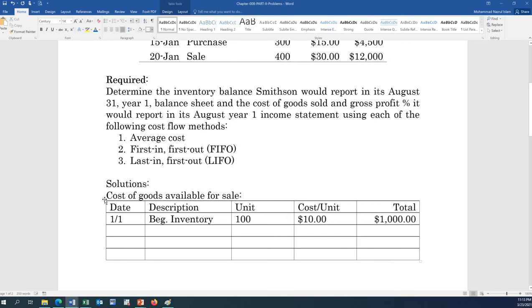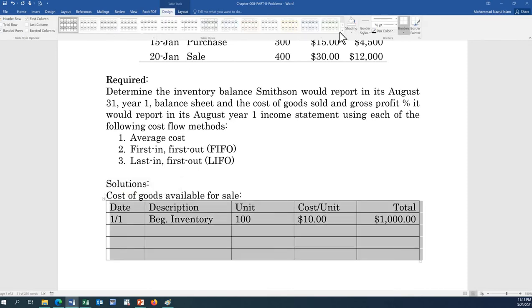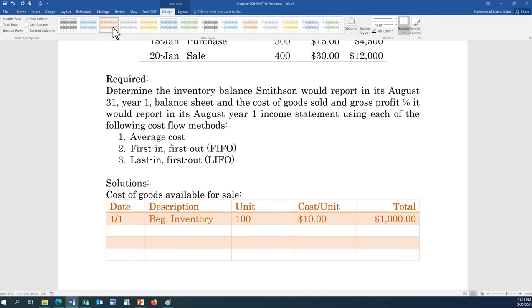Let's use different colors, so it would be better. How about this one? Okay, this one is better.